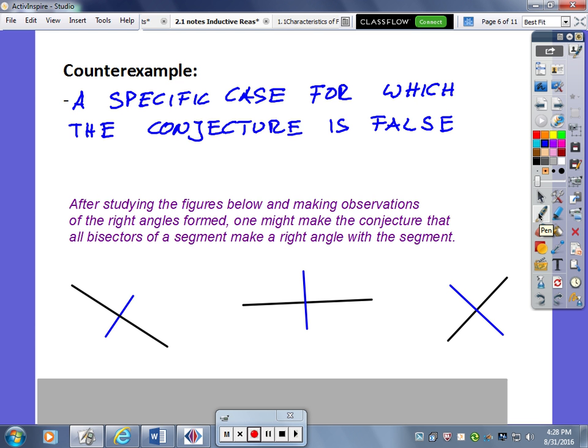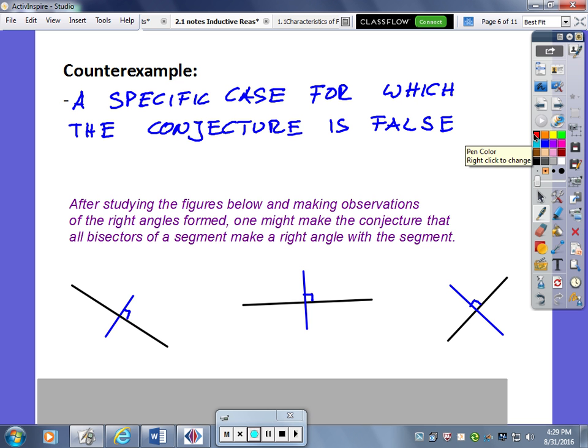You see the 3 segments painted in black, and each of them are bisected right in the center by a bisector, and that is actually drawn in blue. And in each case, you see that there's a right angle between the bisector and the original segment.